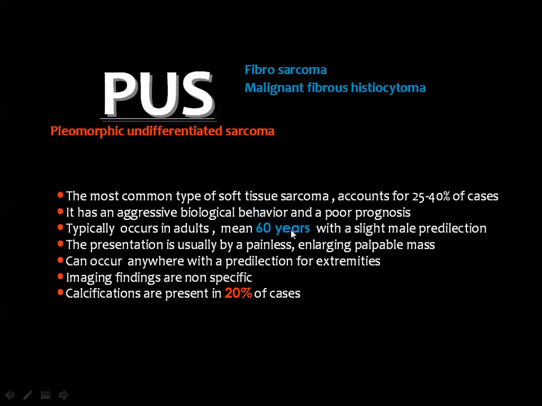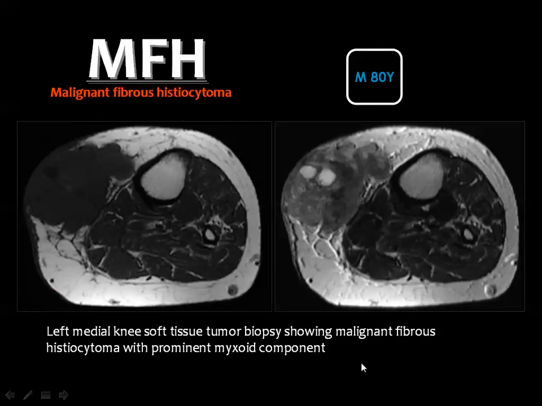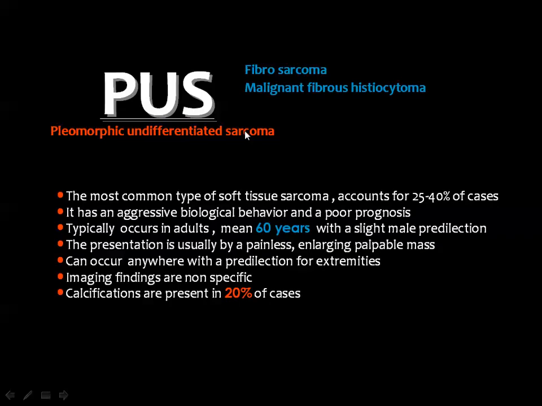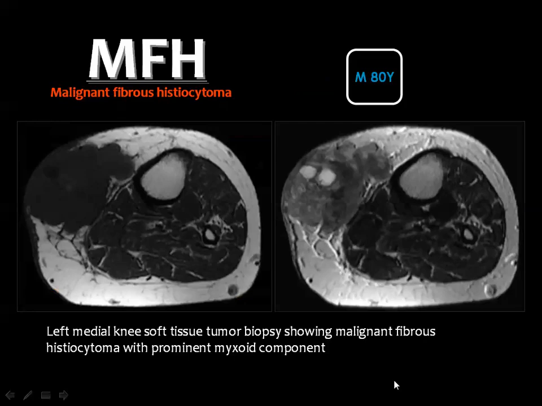The age of presentation is around 60 years, and the presentation is by a painless enlarging soft tissue mass that can occur anywhere with predilection for the extremities. The imaging findings are non-specific and calcifications may be seen in about 20% of the cases. This is, let us say, pleomorphic undifferentiated sarcoma, or you may say adult type fibrosarcoma or malignant fibrous histiocytoma.